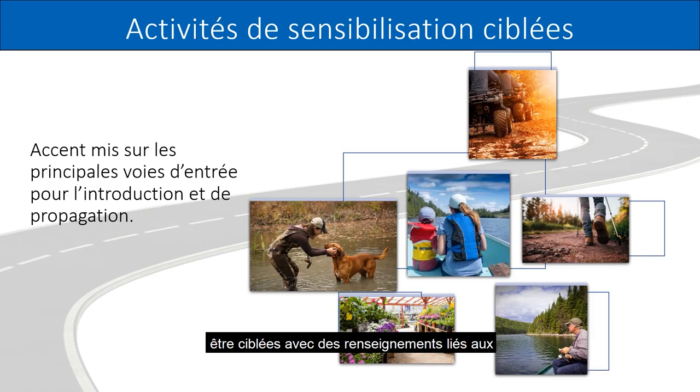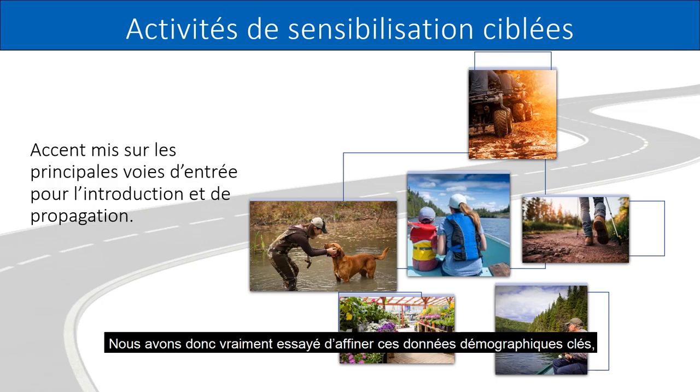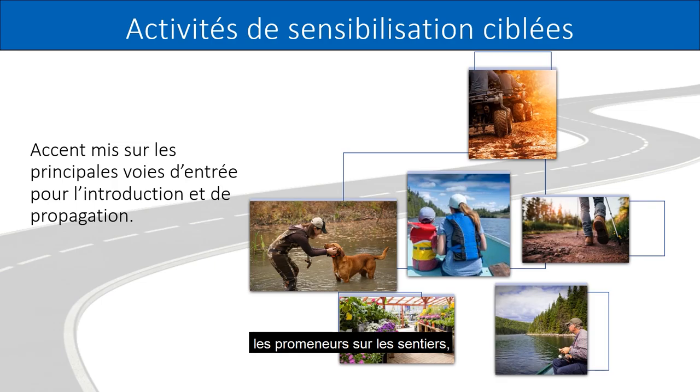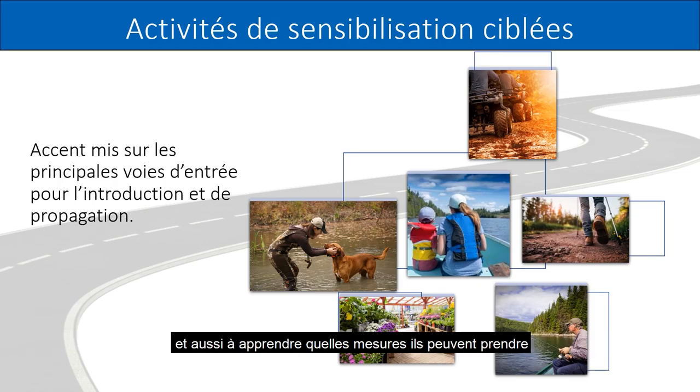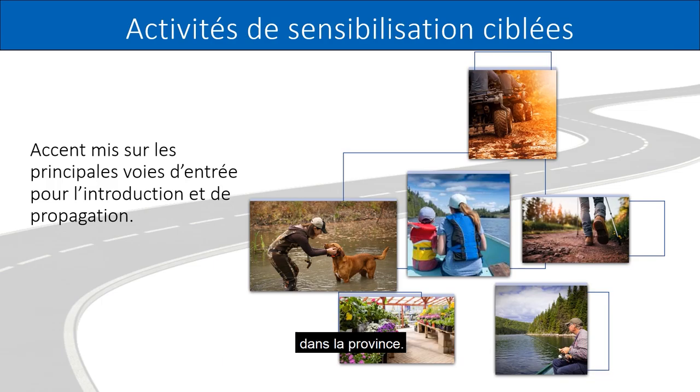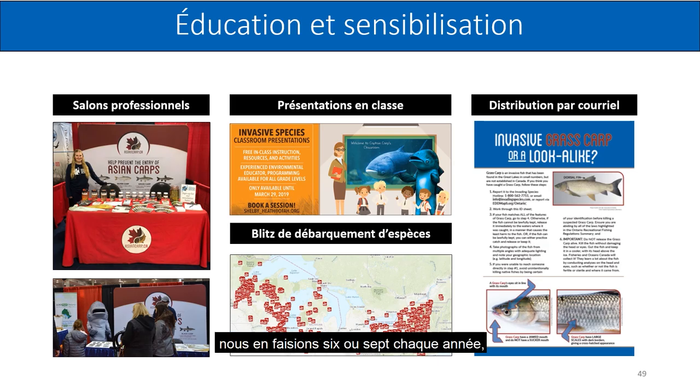So as you can imagine, Becca mentioned the gap analysis that was done before, and even before the gap analysis was done, ISAP and the OFAH has always recognized that there are a number of demographics that need to be targeted with AIS and TIS related information, right? So the people that are on the landscape, the people who are going from point A to point B, who may not be going through any form of decontamination with their recreational gear, may be spreading these invasive species. So we really have tried to hone in on those key demographics, including anglers, boaters, trail users, hunters, the horticultural trade, you name it, we've done some work to engage with those different demographics to try to encourage them to learn how to identify invasive species, but then also learn what steps they can take to prevent those species from spreading around the province. Next slide, please.